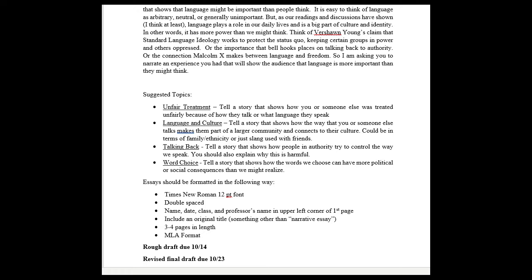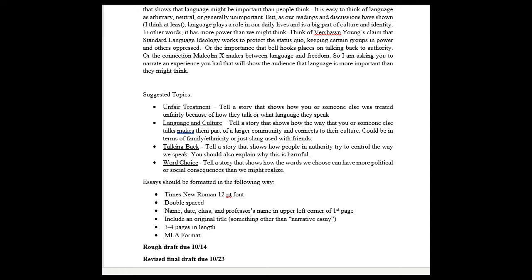The essays that I'm going to give you for homework and that I'm going to have you read during this unit are all going to be geared towards helping you write this narrative essay. So, for instance, this first one with unfair treatment, I think links up nicely with the Vershawn Young essay, "Should Writers Use Their Own English?"